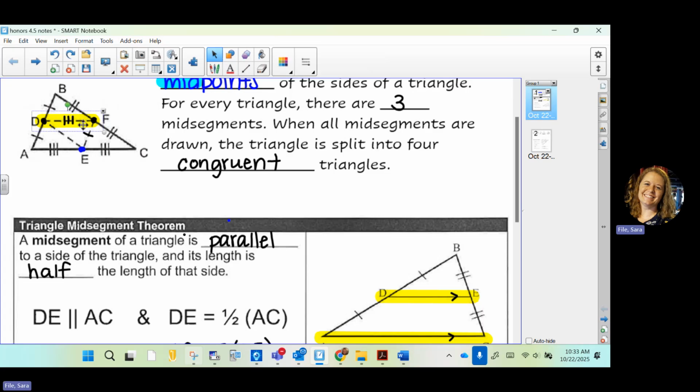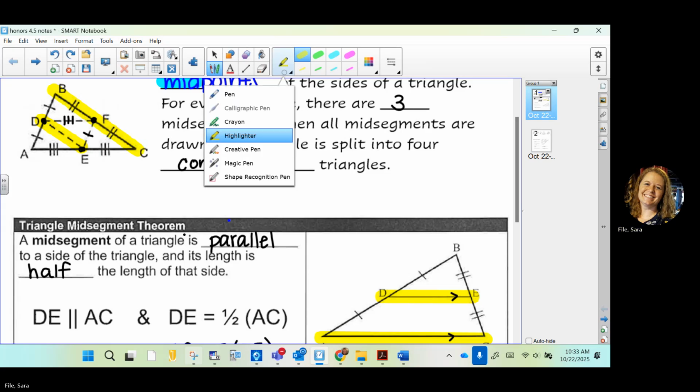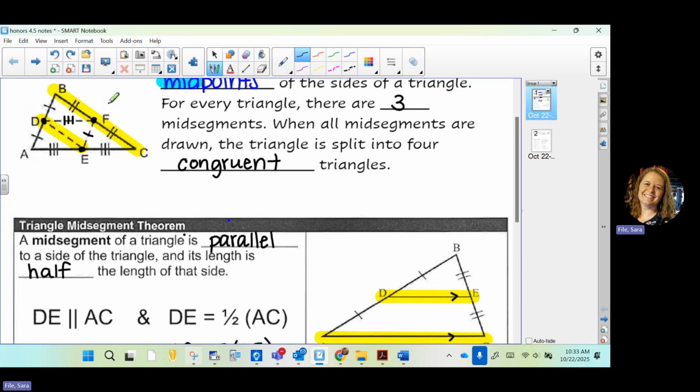And I'm going to do the same thing. And I'm going to focus on that last mid-segment. DE is going to be parallel to BC, which means it's half its length. And since F is cutting BC in half, and they've got each half marked with 2 tick marks, I could put 2 tick marks here.